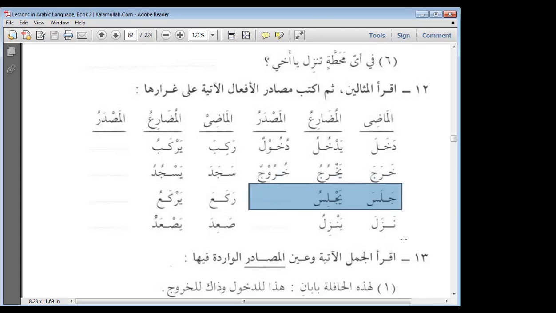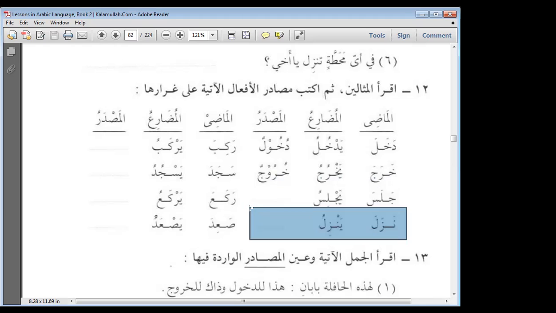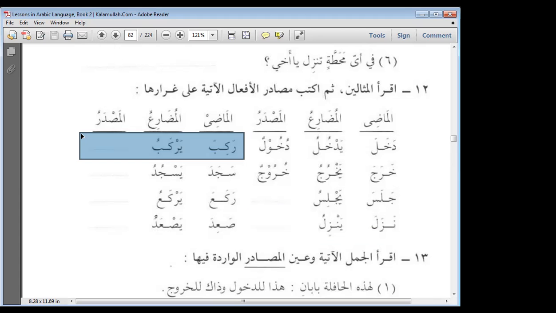Next one. Nazala, yanzilu, nuzulun. All right, we're going to the next half now. Rakiba, yarkabu, rukubun.